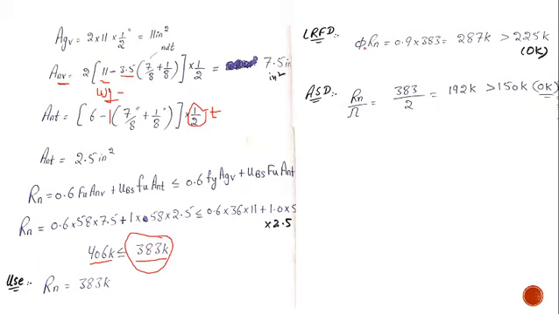If I multiply it with phi, the resistance factor, which is given as 0.9, we'll get 287 kips. And if we divide it by the factor of safety, we get 192 kips. In both cases, the adequacy has been satisfied, because 287 kips is greater than 225 kips given in LRFD, and 192 kips is greater than 150 kips, and again it has been given in the formula.